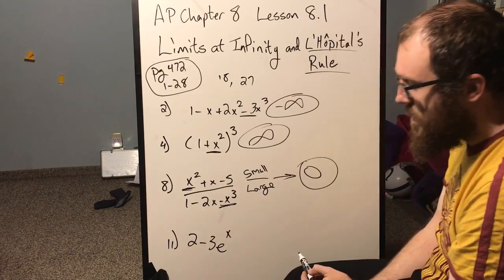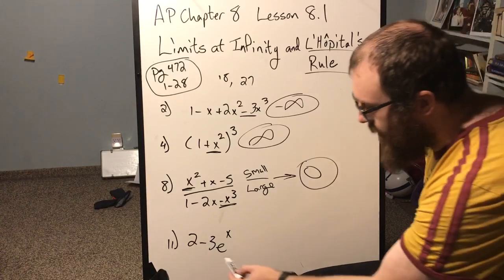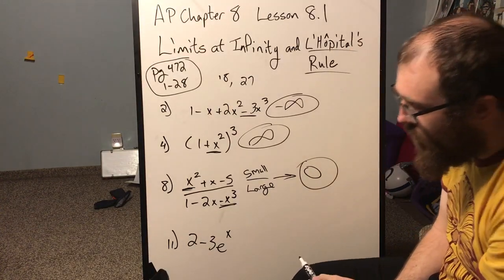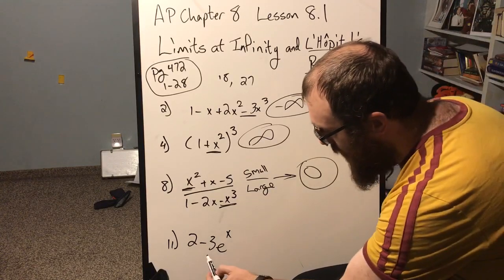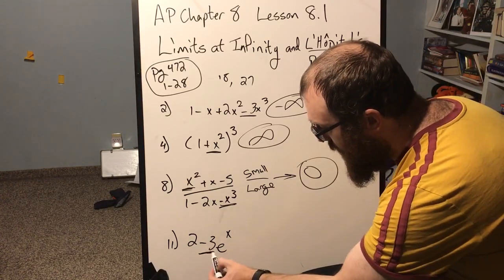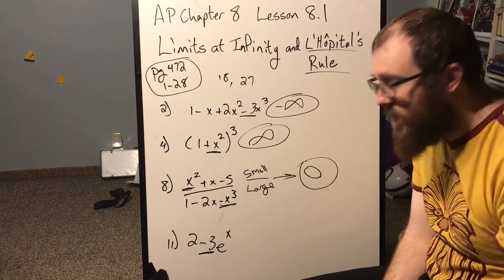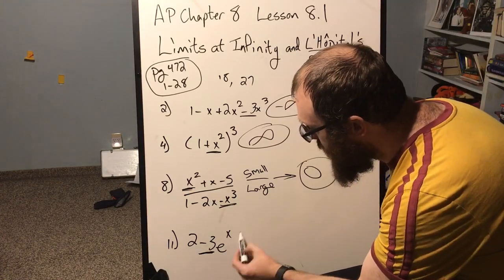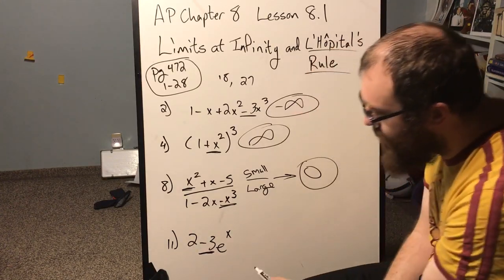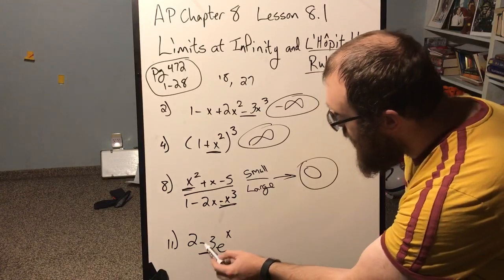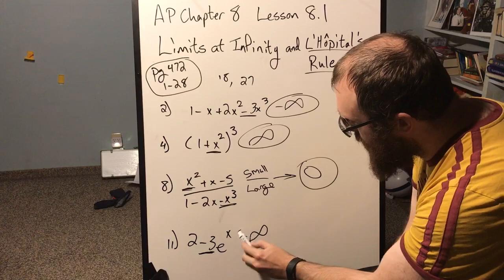Number 11 is the next problem on my list. So on number 11, I have an E. Now I know that E will win. This little 2 out front is inconsequential. This negative 3 does make a big difference to the problem, which is why I wanted to point this out. E will take us to infinity, but because I'm multiplying it by negative 3, because it's negative, just like the negative polynomials, it'll actually go to negative infinity.